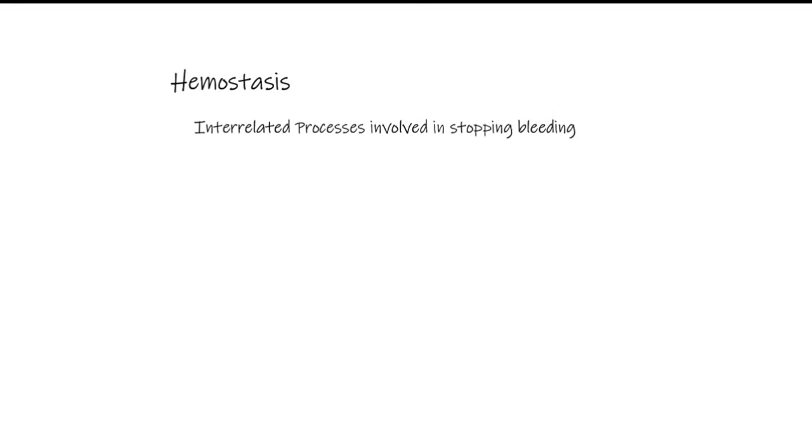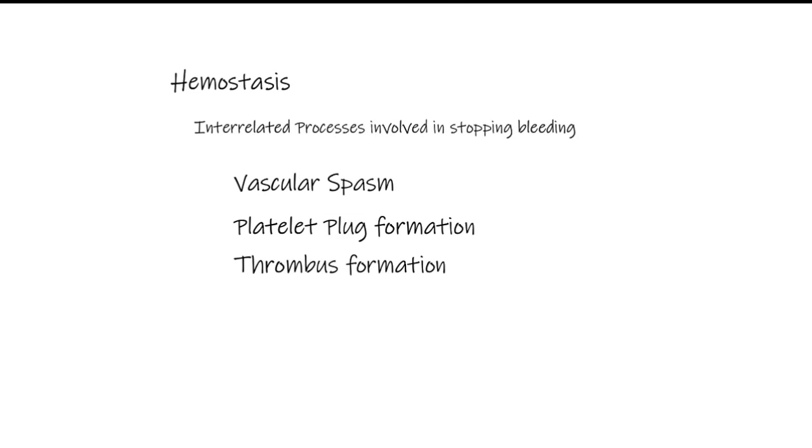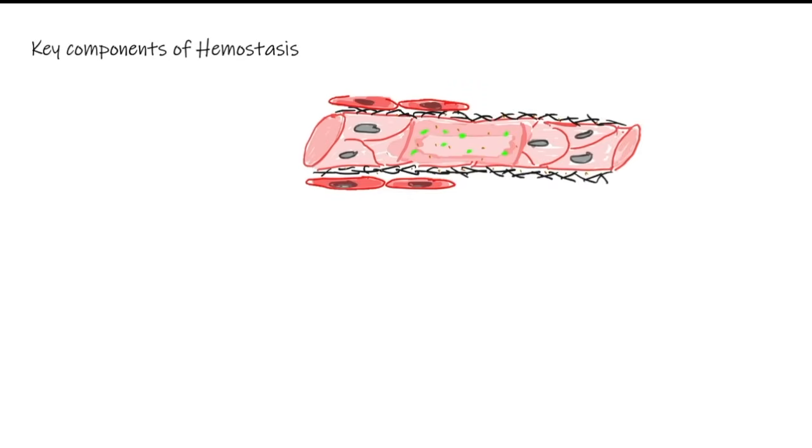Hemostasis describes the interrelated processes that are involved in stopping bleeding. These include several different steps, including vascular spasm, platelet plug formation, and thrombus formation. Before we talk about hemostasis, let's look at the key components that are involved with this.